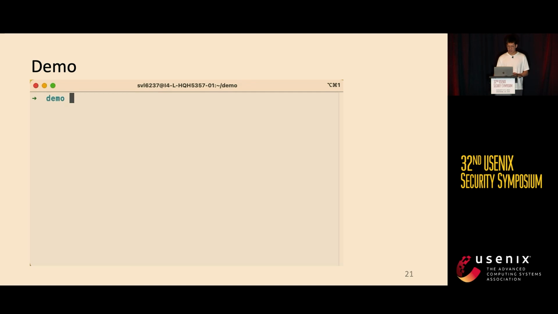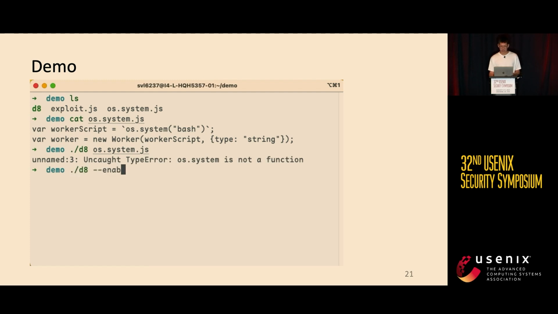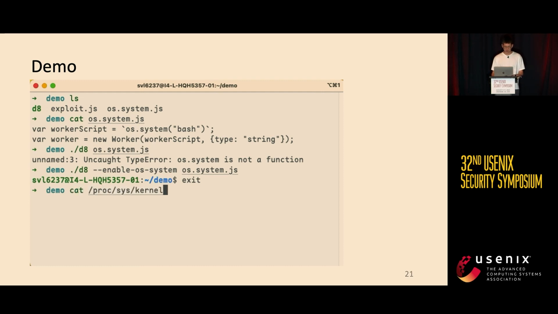And here is the attack demo. We first run a script to show the normal behavior. We can see with the default setting, V8 cannot call system to run a bash. And it is only allowed by setting the option enable OS system. And we will perform our attack with ASLR open. And here is the POC of our attack.